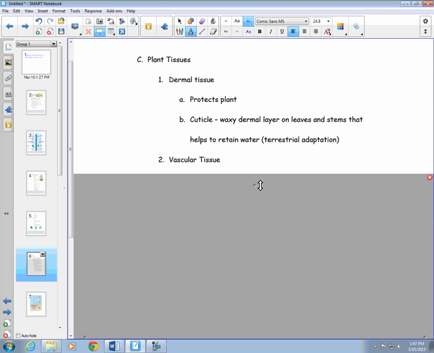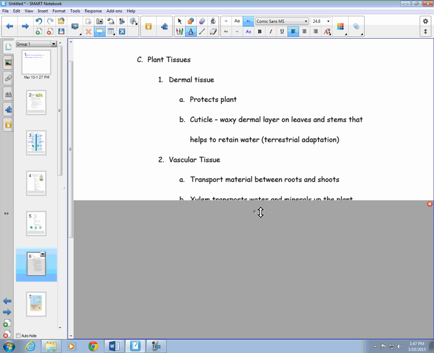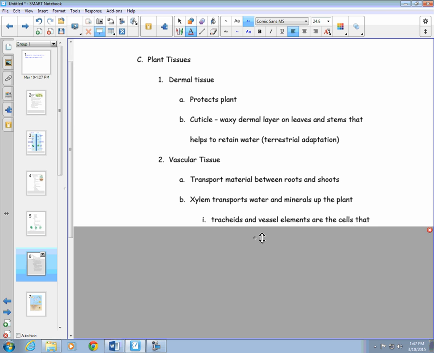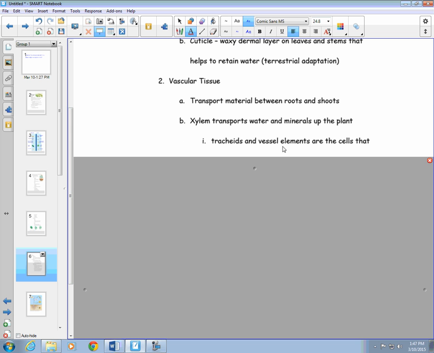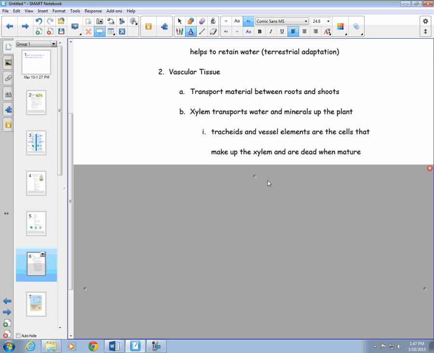Vascular tissue is going to be tissue that is moving material, whether it be water or food, glucose. Vascular tissue will transport material between the roots and the shoots. One type of vascular tissue is called xylem. Xylem is designed to only transport water and minerals, and it's only transporting it up, only moving it in one direction. Tracheids and vessel elements are types of cells that make up the xylem. These cells are dead when they are mature.